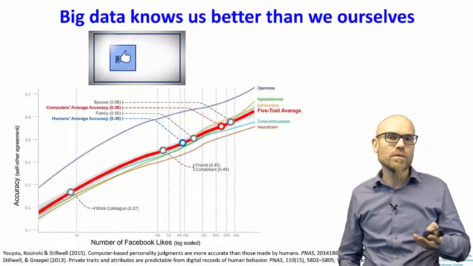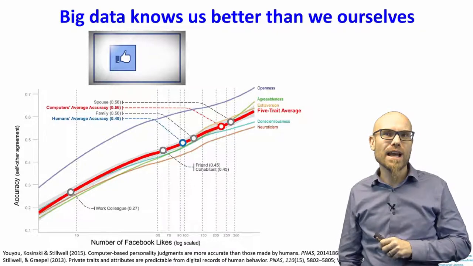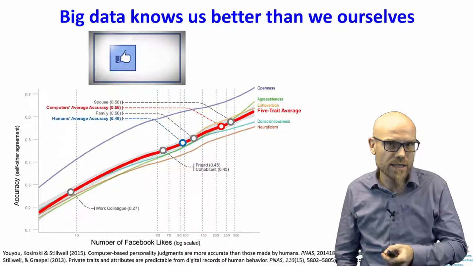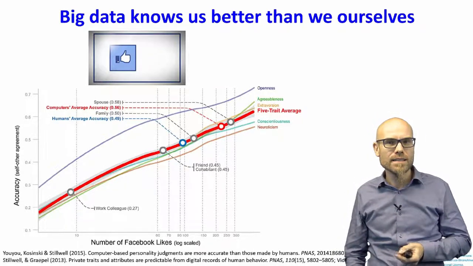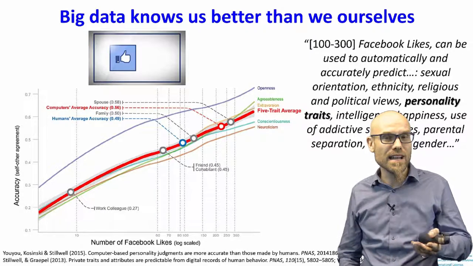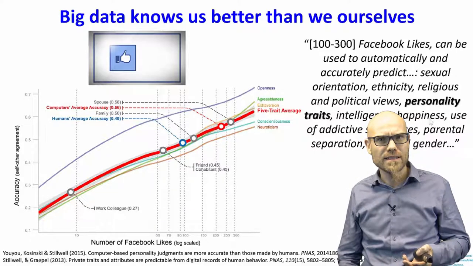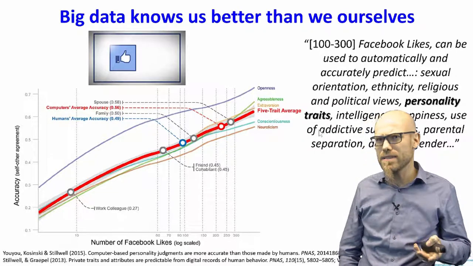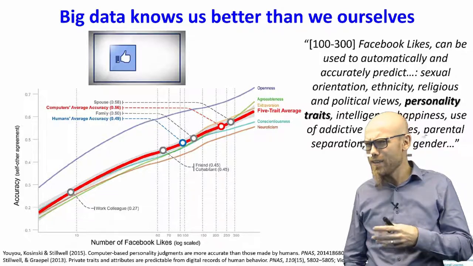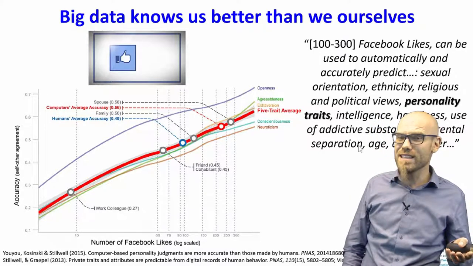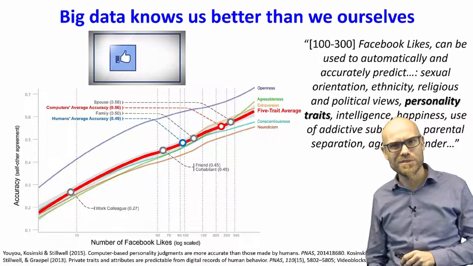So with 100 to 300 Facebook likes, they can predict sexual orientation, ethnicity, religious and political views, personality traits, your level of intelligence, your level of happiness. If you use addictive substances, if your parents are separated, they were able to predict. And of course, age and gender, there's no way to hide.